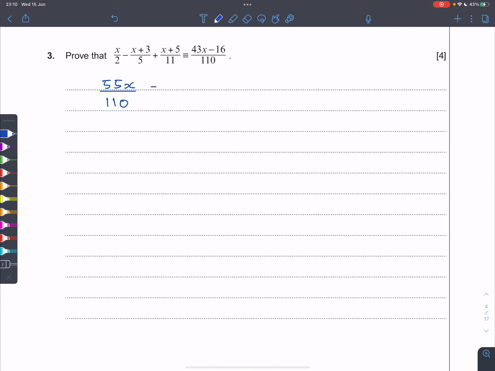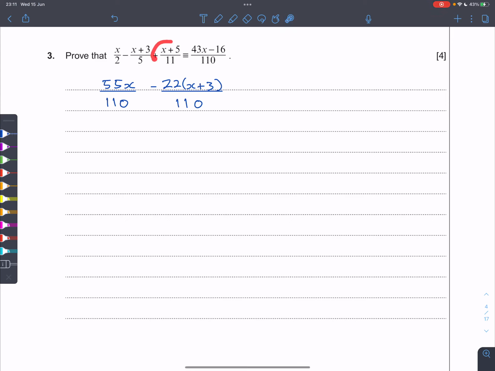Then I take away. Okay, so now here I had a 5 on there. Now in order to get a 5 on the bottom to become 110, I need to multiply by 22. So that means I'd have to multiply the top by 22 as well. So I get 22 lots of x plus 3, which is this numerator, all over 110. Oops. Make the line straight.